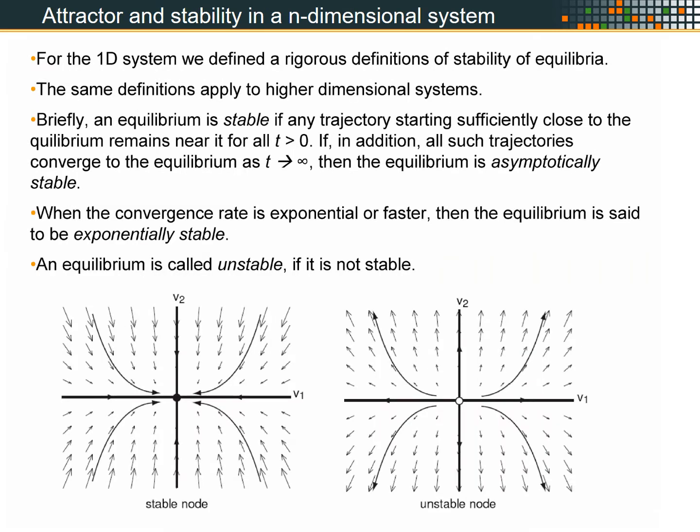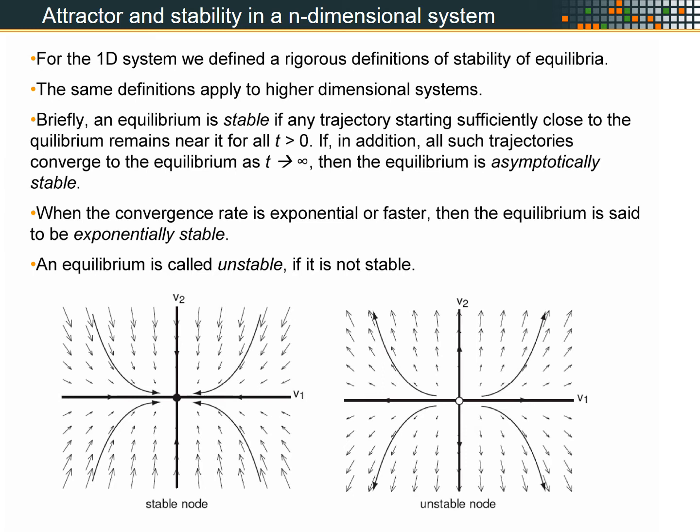So if we extend the concept of an attractor to an n-dimensional system, we also have to define stability. For a one-dimensional system, we defined a rigorous definition of stability, that is, the system is stable first if we have the necessary condition fulfilled that it is not changing. That means f of v equals 0. And then we looked at the slope to define whether it's stable or unstable in terms of the attraction domains and the behavior close to the fixed point.